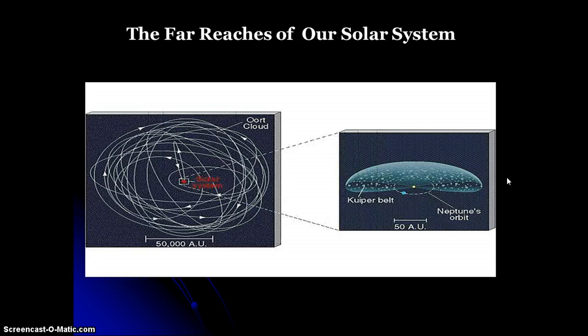Okay, so let's talk about some other objects that are in our solar system, or near or comprise part of our solar system, but are not planets. So here are some pictures of the far reaches of our solar system. We look at the last planet, which is the orbit of Neptune out here. Neptune is about 30 times the distance from the sun that the Earth is.